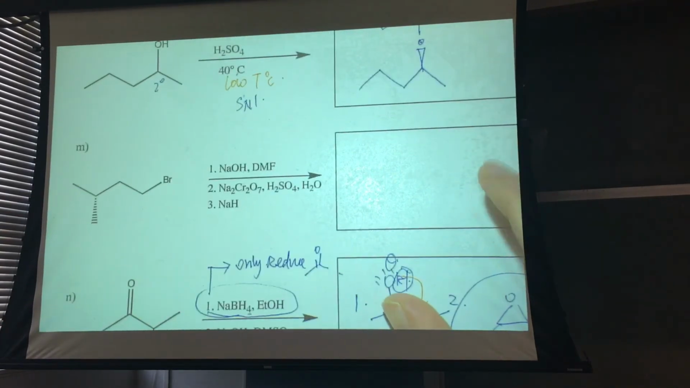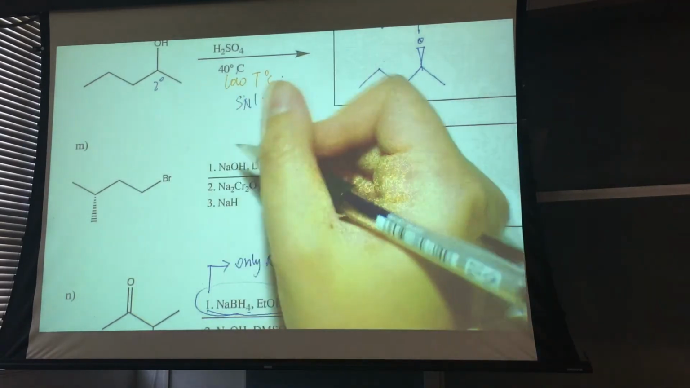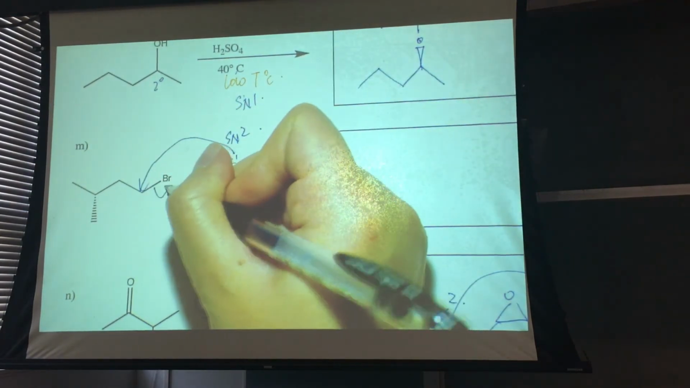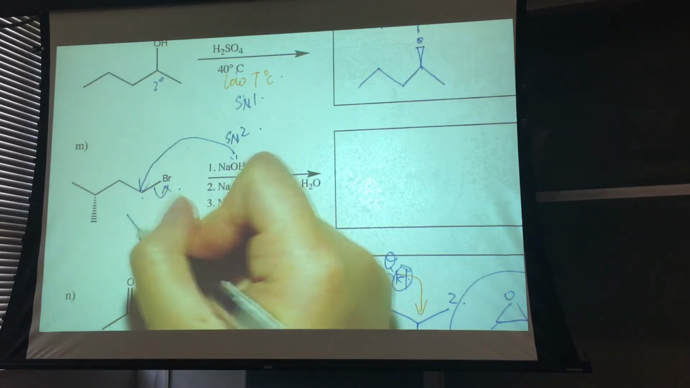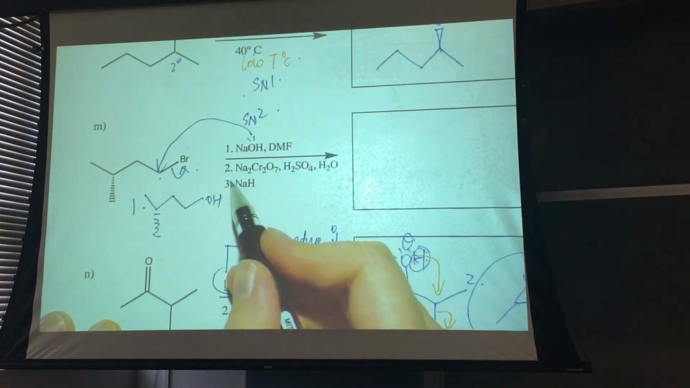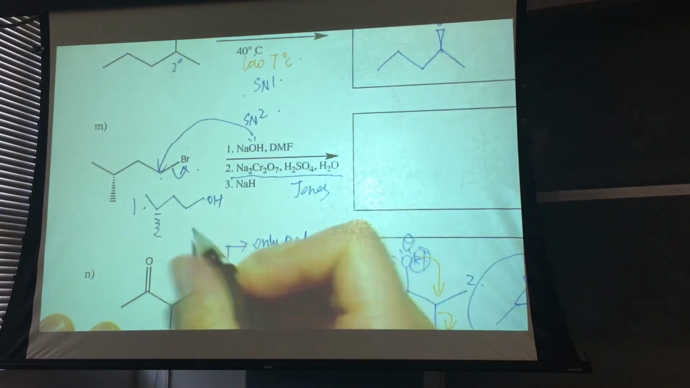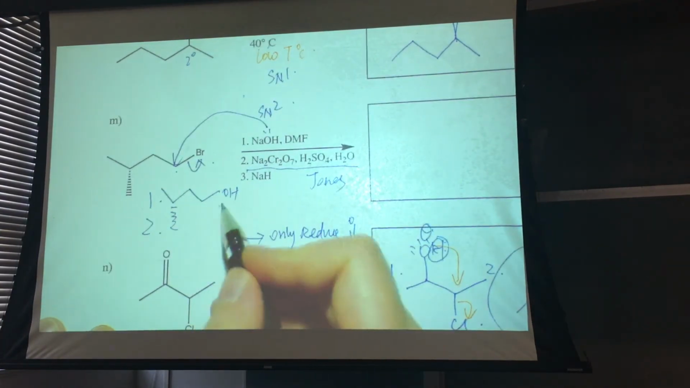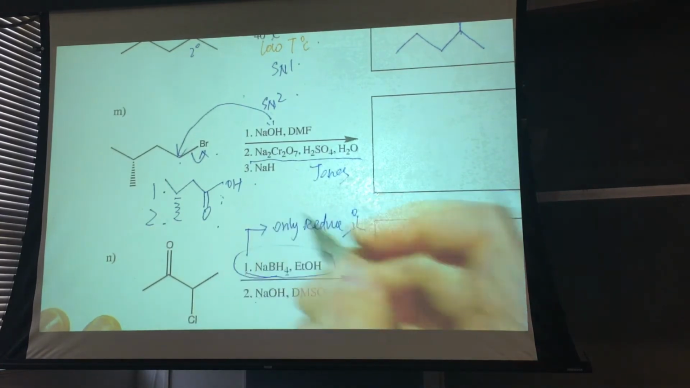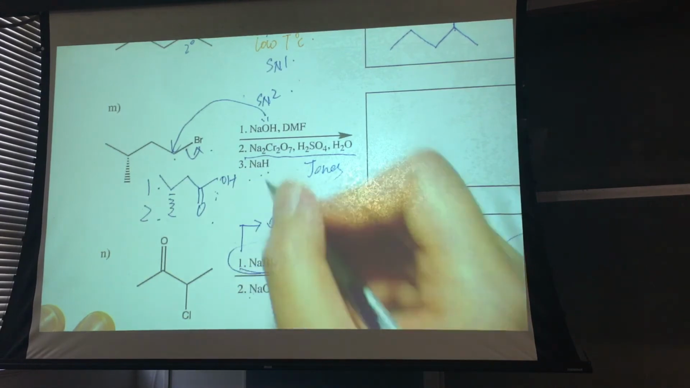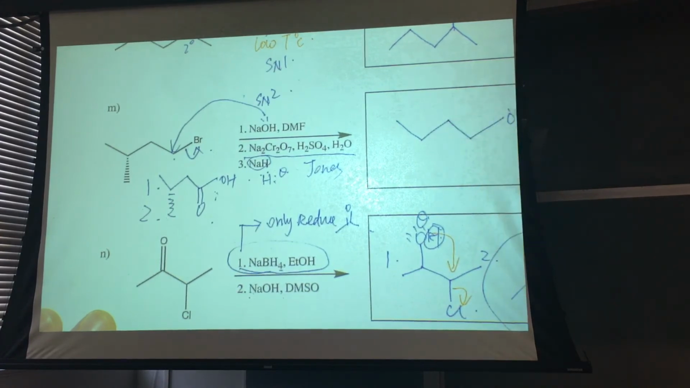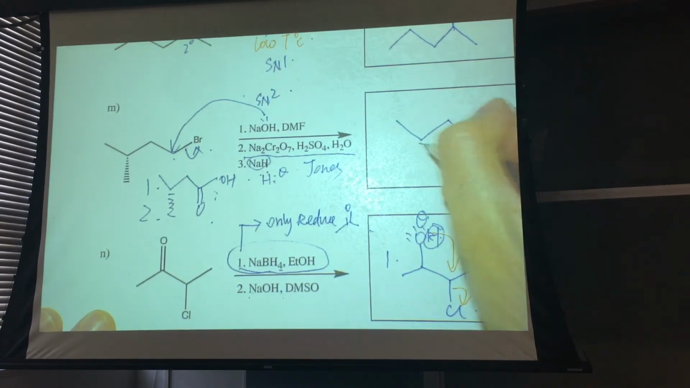This one, I know it's a little bit fast, but you can stop the video at home to rewatch it. It's going to be SN2 first. SN2 is going to give you OH, which looks like this. This is after the first step. The second step is Jones. Jones is going to oxidize primary alcohol into carboxylic acid. So this is after the second step. The third step is actually going to be an acid-base reaction. I told you guys H minus is the strongest base in the world. So your final product looks like this. Carbonyl dash.